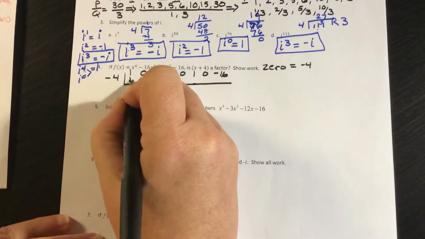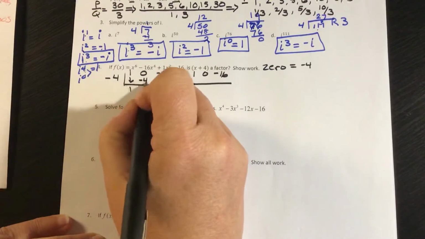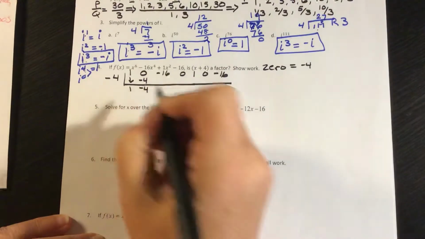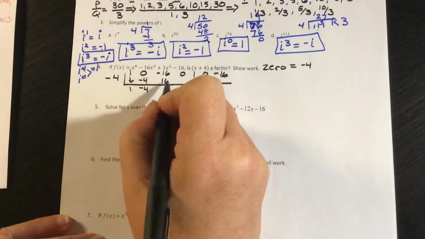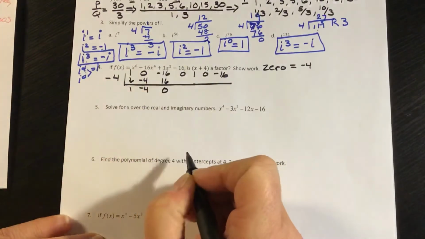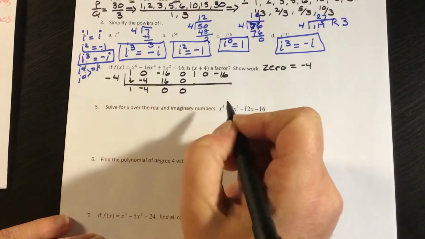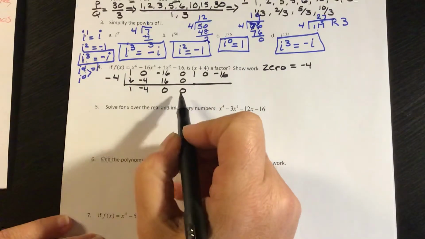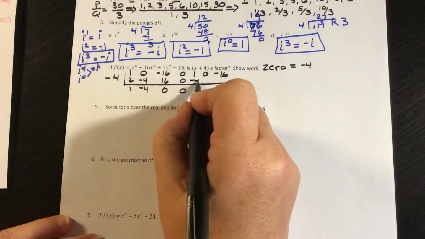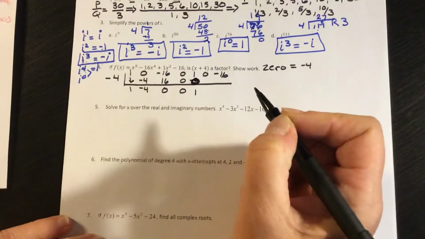So I'll bring down the first number. -4 times 1 is -4. Add down, that's -4. Negative 4 times negative 4 is positive 16. Add down, I get 0. Negative 4 times 0 is 0. Add down, I get 0. Negative 4 times 0 is, I'm sorry, 0. Add down, I get 1.